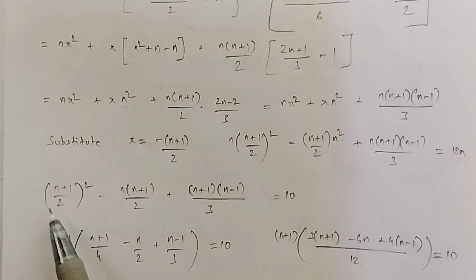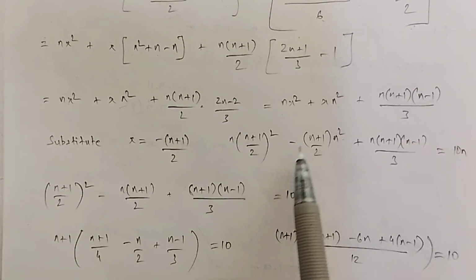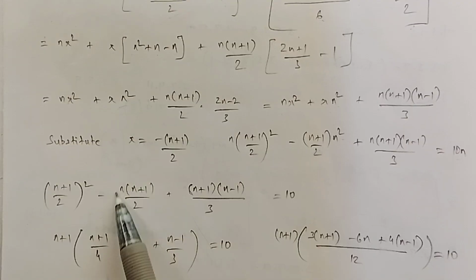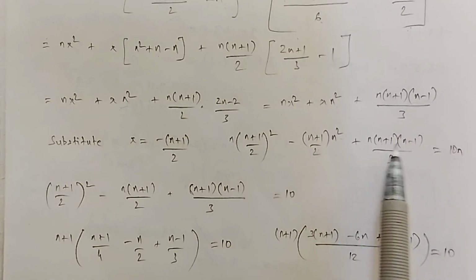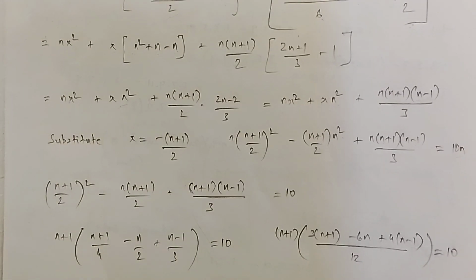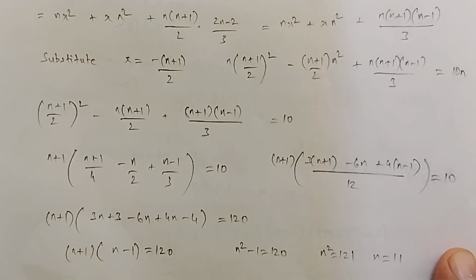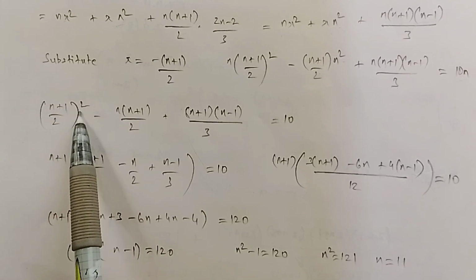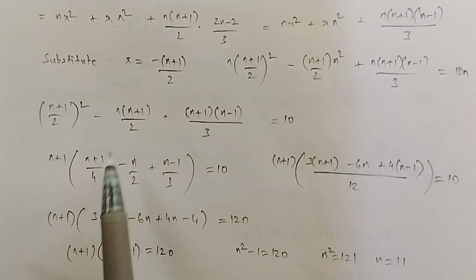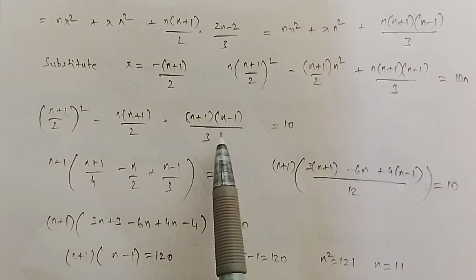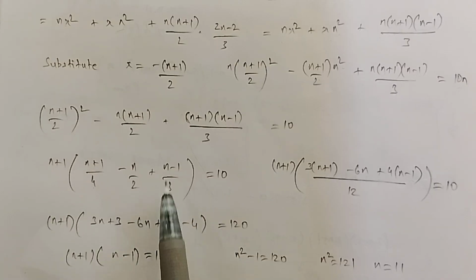We'll be left with n plus 1 by 2 whole square, minus n into n plus 1 by 2 (one n will go), and n plus 1 into n minus 1 by 3 equals 10, right? Now here we will take n plus 1 common. We will be left with n plus 1 by 2 square, which is 4, and we will be left with n by 2, and we will be left with n minus 1 by 3. This should be equal to 10.